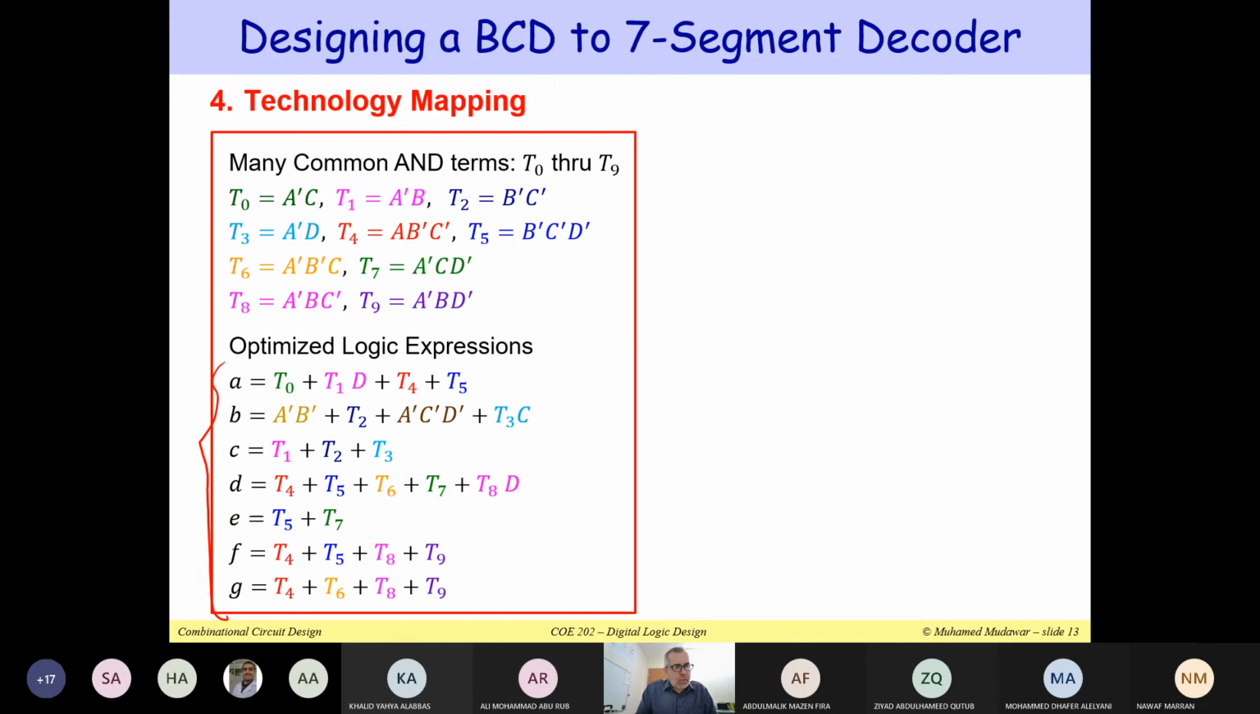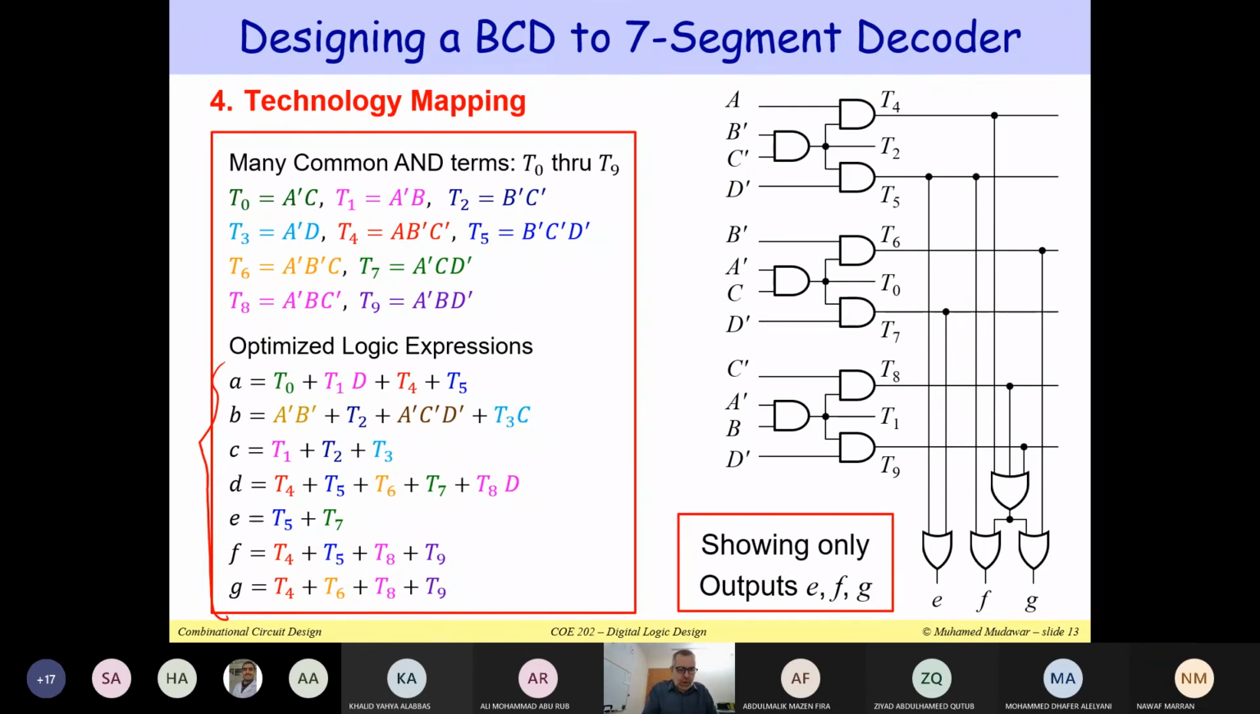So what we need to do is the technology mapping. We are going to use just AND gates, OR gates, and NOT gates, inverters. Sometimes the question might ask you to use other types of gates, but this is actually very simple here because we're just using AND and OR, and also we need inverters. So let me show you the output for E, F, and G only. Let us take a look at these 3 outputs.